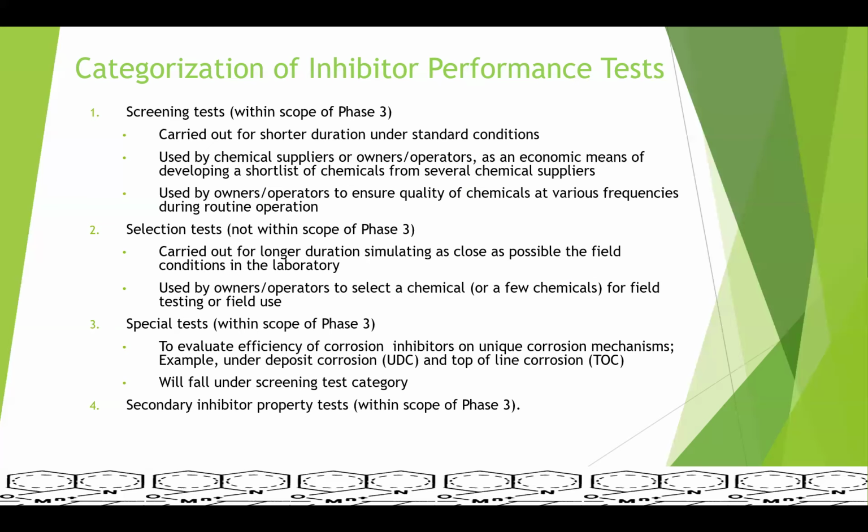Normally, when you say efficiency testing, we talk about efficiency with respect to general corrosion rate or pitting corrosion rate. However, we have to also consider the efficiency in terms of controlling special corrosion mechanisms such as under deposit corrosion or top of the line corrosion. So these tests, we call them as special tests. So we have identified some special tests to evaluate inhibitor performance to control under deposit corrosion and top of the line corrosion. They also fall under screening test category. And of course, secondary inhibitor properties, we have identified certain properties that need to be standardized.